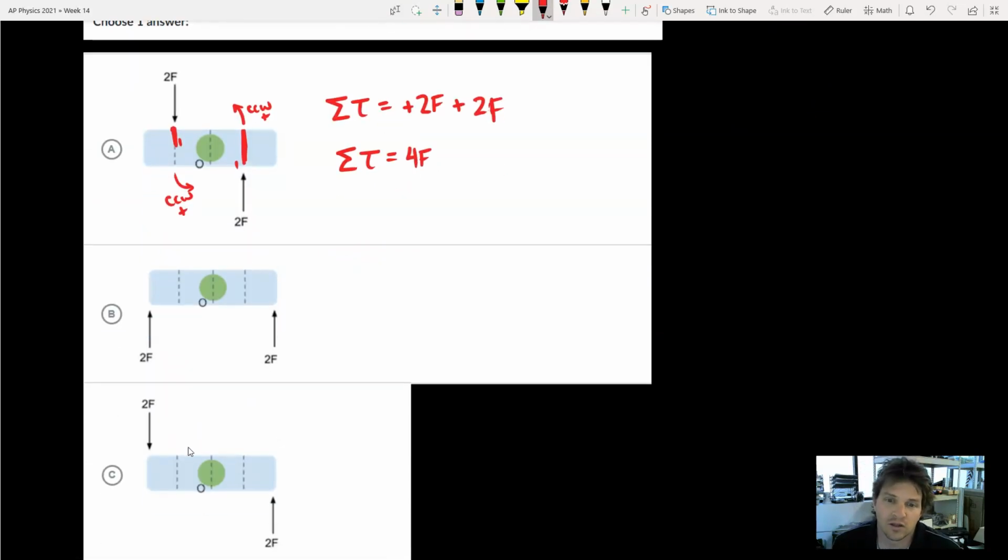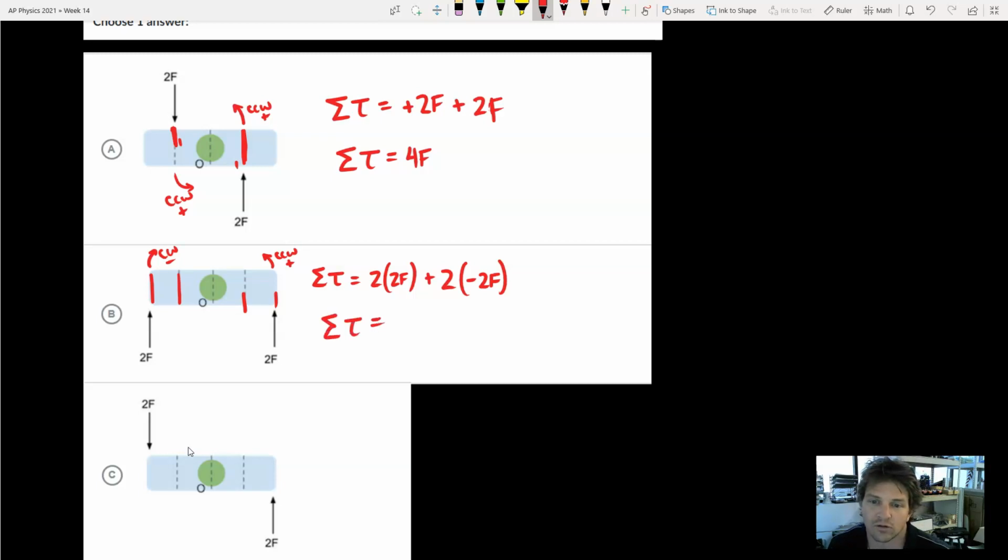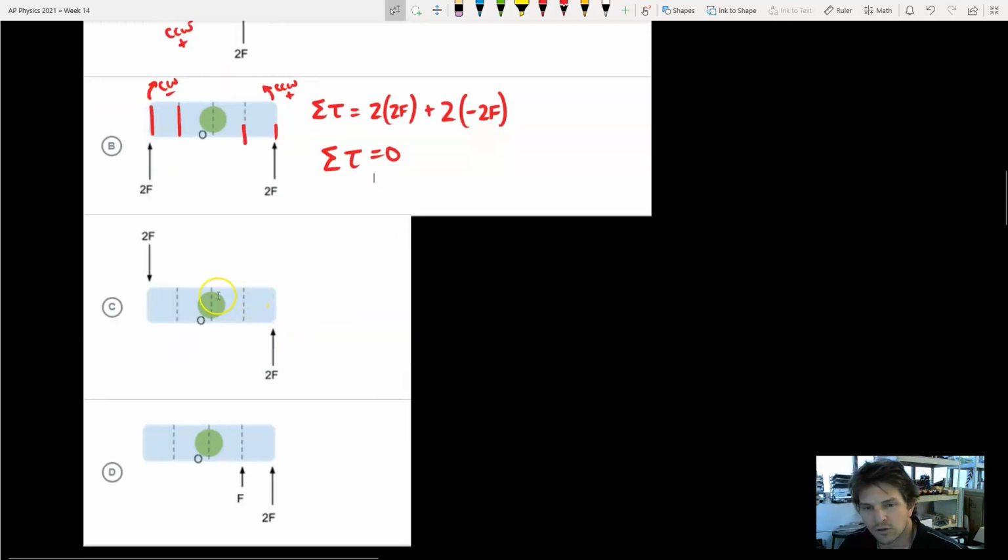For B, this would be 2F times now 2 tick marks away. And this is making it go counterclockwise, so this is a positive. So this is 2 times the force of 2F plus, and this one is making it go clockwise. So this is a negative torque. So this is also 2 tick marks away. So 2 times negative 2F, because that is a negative torque. It's making it go clockwise. And those would cancel each other out. So this is a net torque of 0. It's definitely not B.